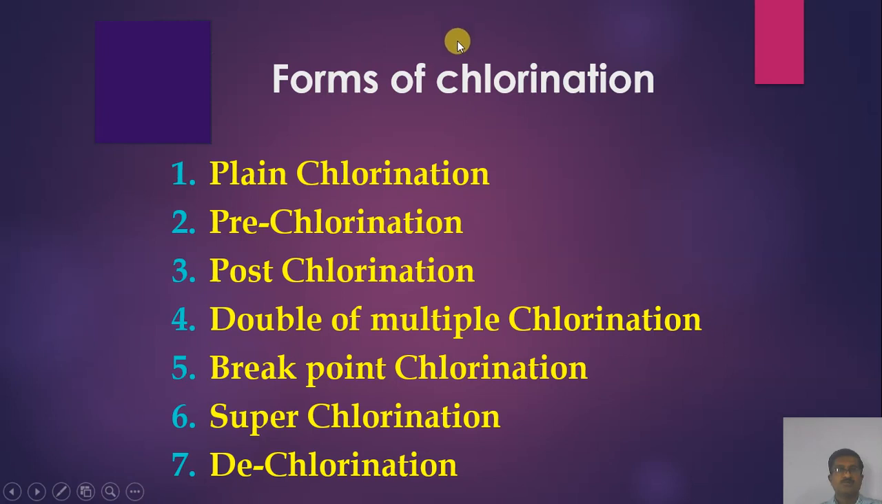Chlorine dioxide is used for taste and odor control as well as disinfection. Now, what are the forms of chlorination? Plain chlorination, pre-chlorination, post-chlorination, double or multiple chlorination, breakpoint chlorination, superchlorination, and dechlorination. So all these are the forms of chlorination.